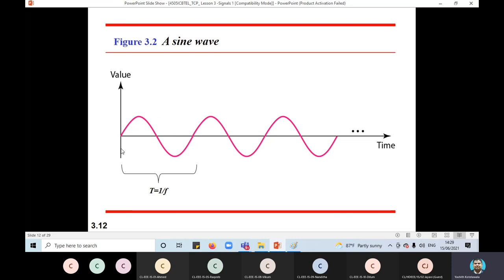So here, assume this is the originating point of the graph, x-axis 0, y-axis 0. From this originating point up to this point where you see the mouse pointer now, if you think the time duration is 1 second, from the origin to point A here, for example, the time duration is 1 second. Now see, within this 1 second, how many complete cycles are there?